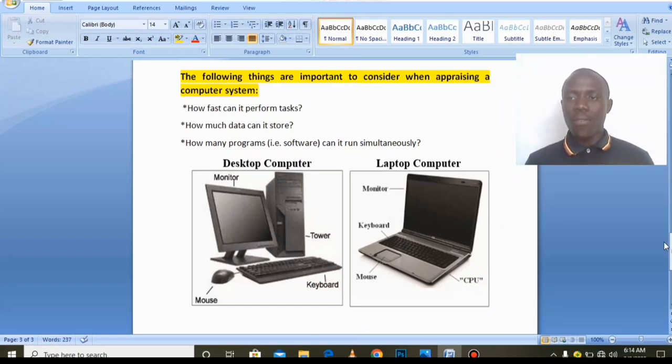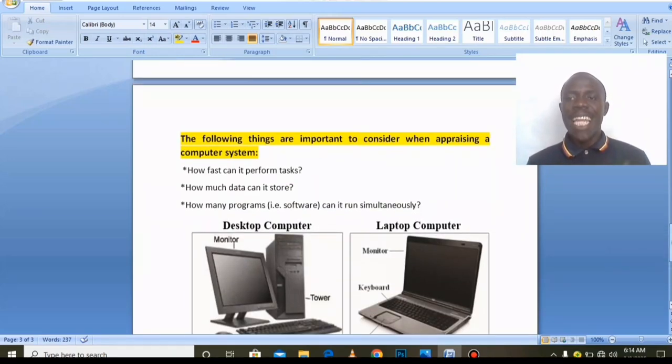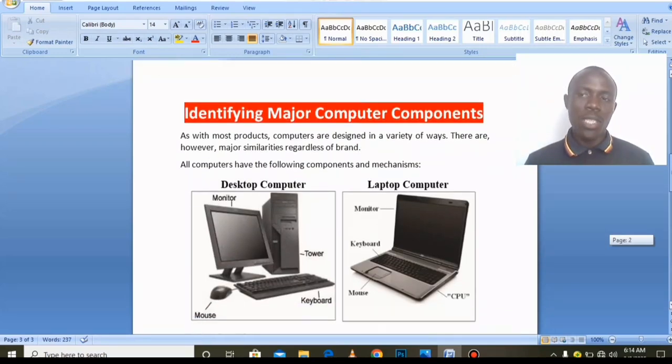So my dear friend, thank you so much for watching. Thank you so much for staying with me. These are the major computer components.